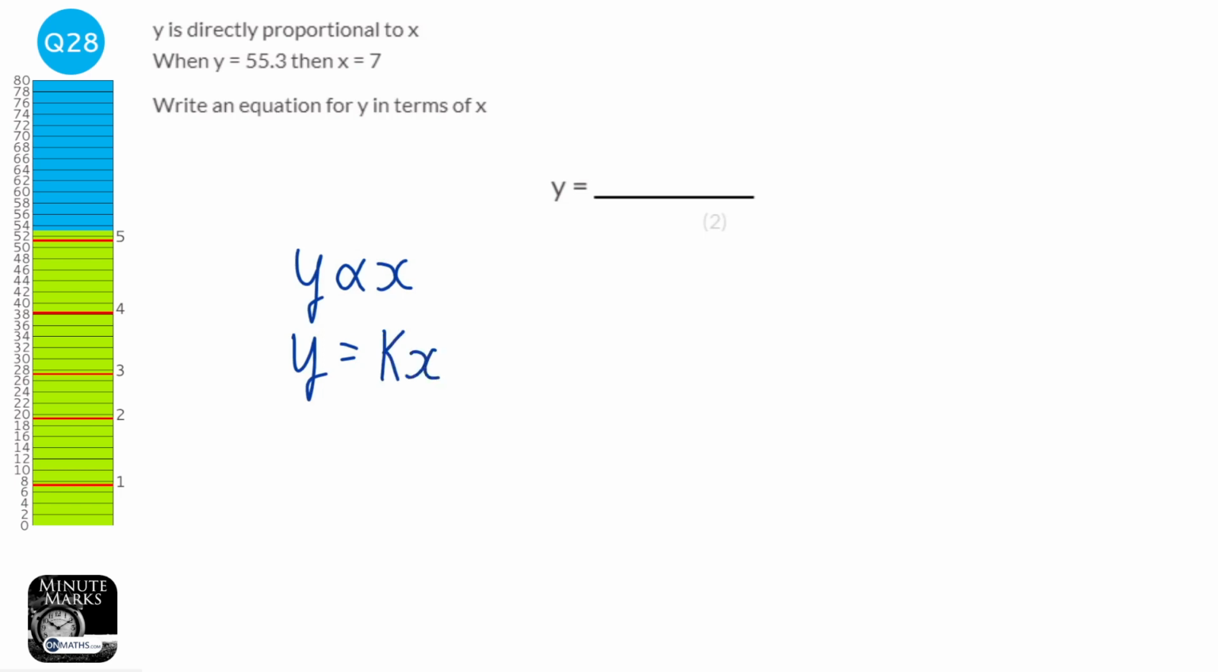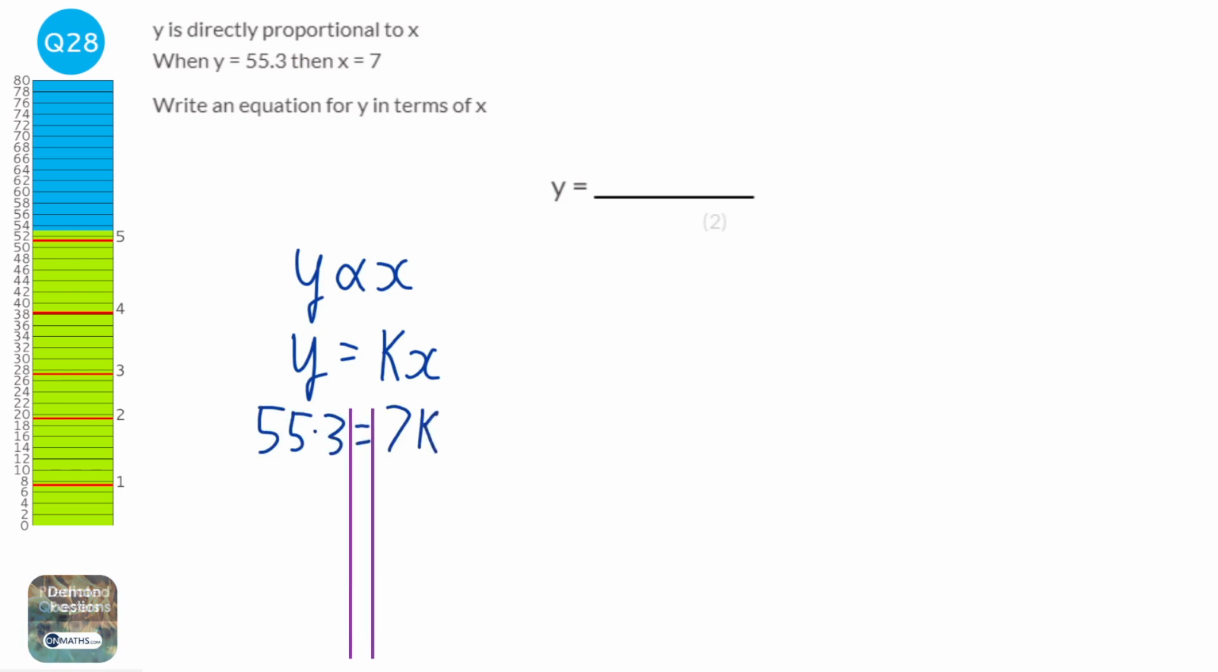Now, to find out what that something is, to find out what that constant is, what we're going to do is feed in the value of y and the value of x that we have. So we're going to feed those in. So y is 55.3 and x is 7. So it would be 7k. And we're just going to put our lines in and solve this. So it's going to be divide by 7 both sides.